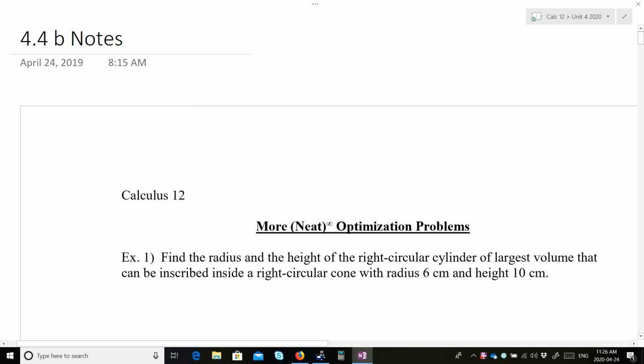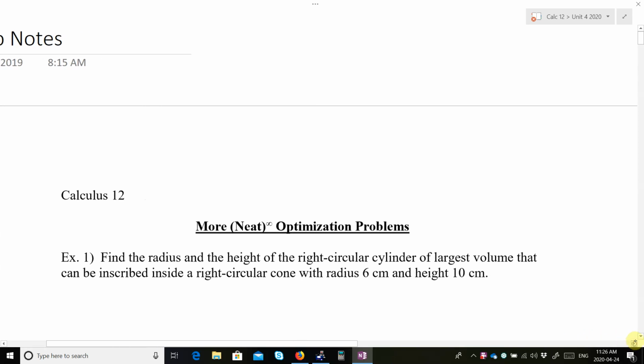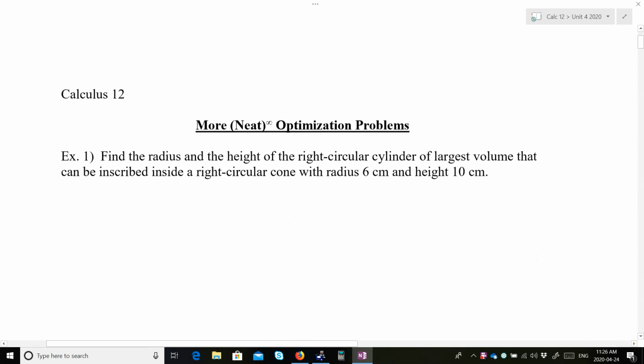We are on to the 4.4b notes, and this is more neat-to-the-infinity optimization problems.